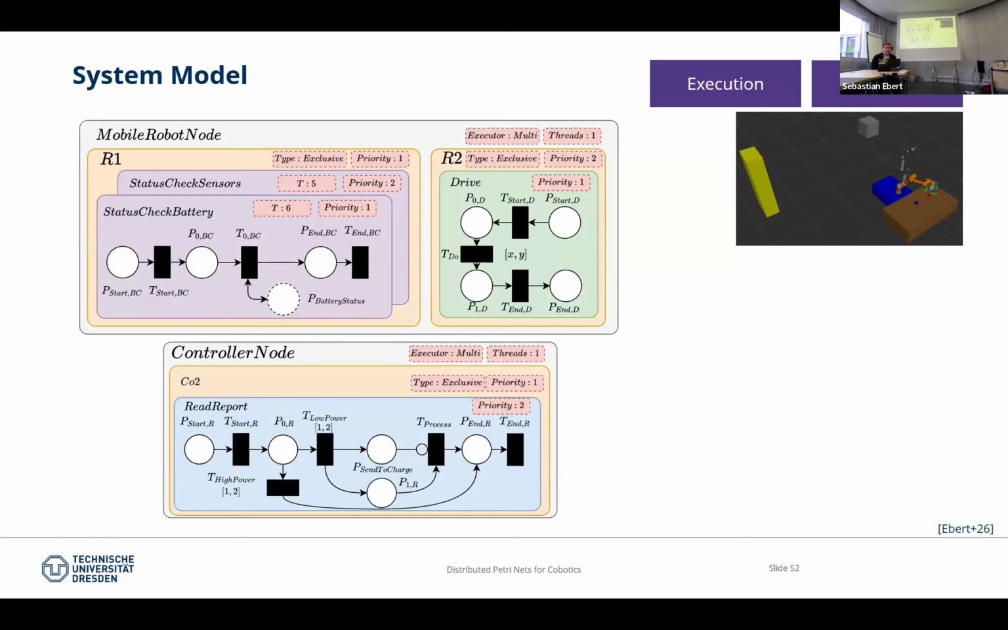So what we see here is a mobile robot node out the top, for example. And this mobile robot node contains some orange callback groups. These groups have properties shown in red, which are the type of the group, so maybe exclusive, maybe re-entrant, and the priority. The priority basically, which is also attached to the callbacks, is representing the adding order of callbacks to groups and groups to pages.